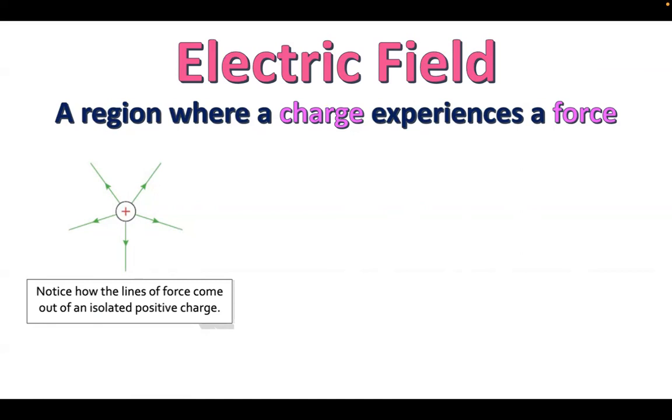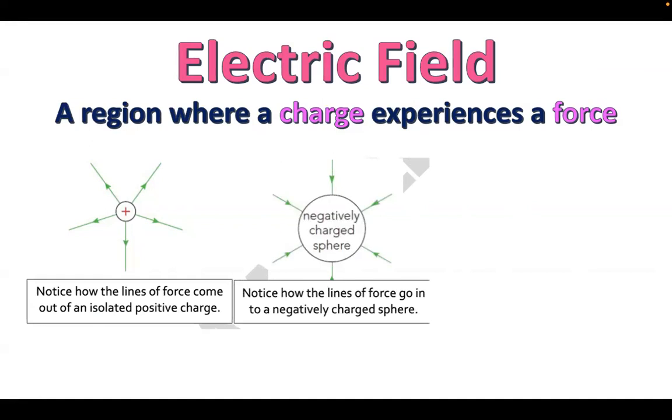Okay? They come out of a positive charge and go to a negative charge. So a negative charge, whether it's a sphere or a particle, whatever it is, or even a plate, will always receive the field lines. Notice how these lines of force go into a negatively charged particle.